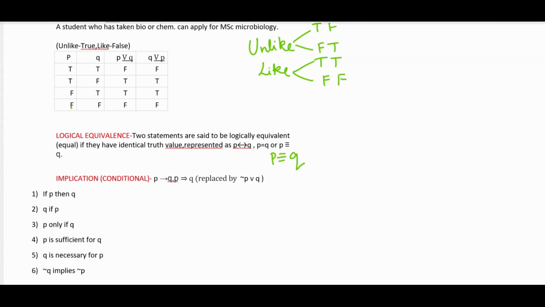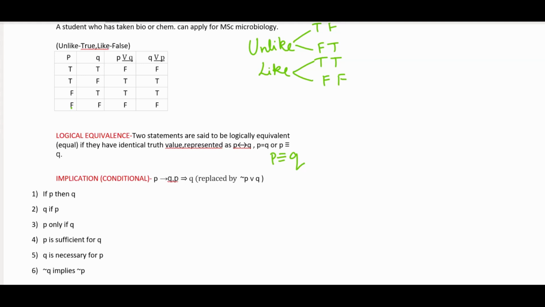If you have two component statements and both give the answer true, that means they are giving the same truth value, then those two compound statements are logically equivalent. So if two compound statements give the same truth value, then in that case they are said to be logically equivalent. Now what is written here?